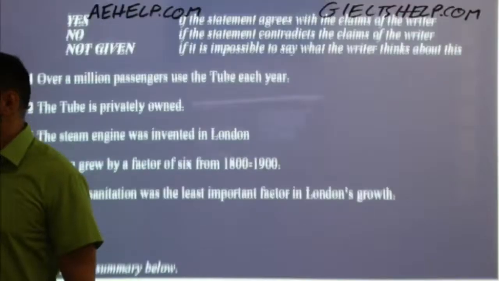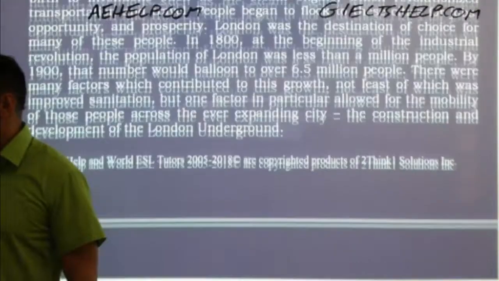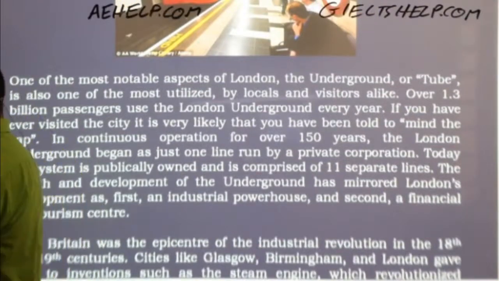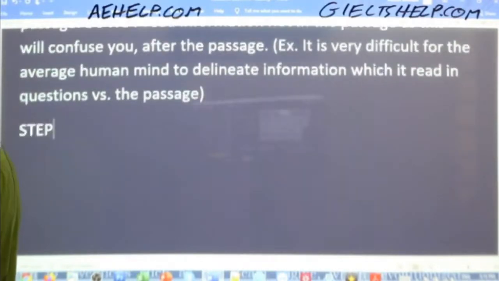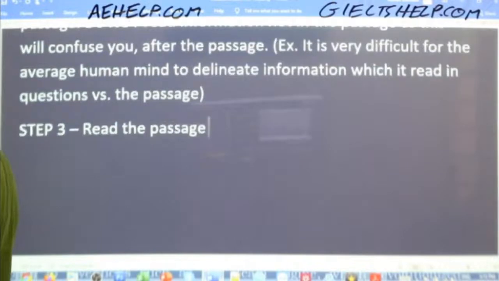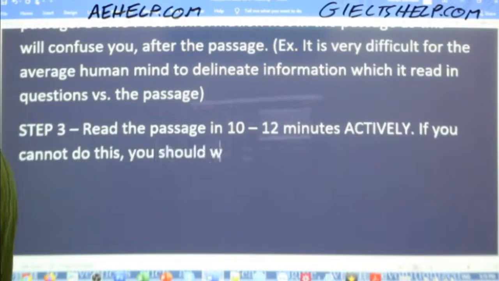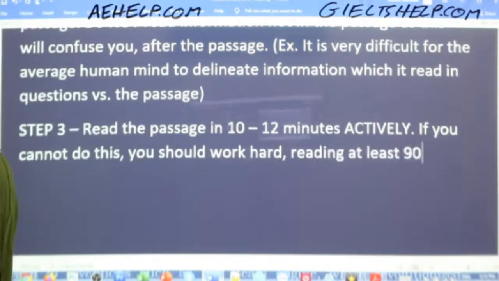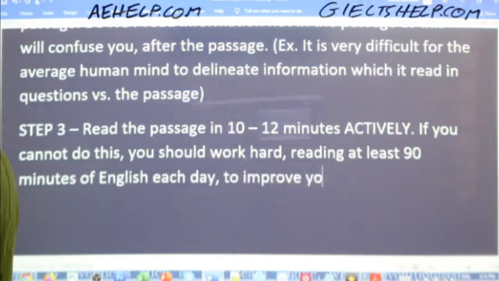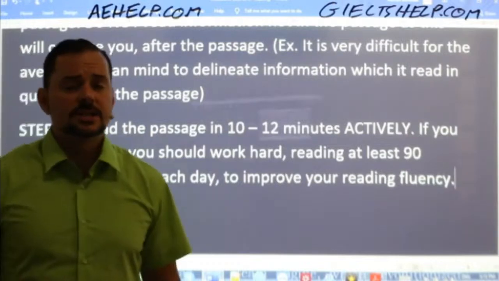Okay, students, now that we've looked at the questions, our next step is to read the passage carefully in about 10 minutes. So step 3 is read the passage actively in 10 to 12 minutes. If you cannot do this, you should work hard reading at least 90 minutes of English each day to improve your reading fluency. Okay, so make sure to do that. There are no real tricks or shortcuts to get around that.